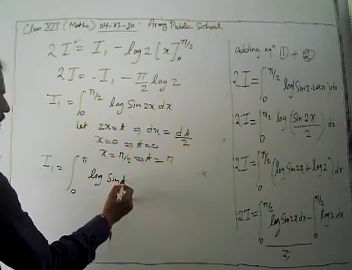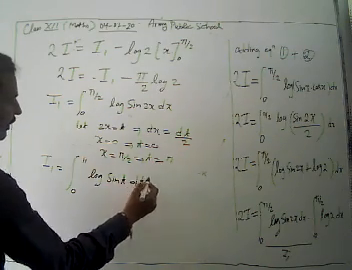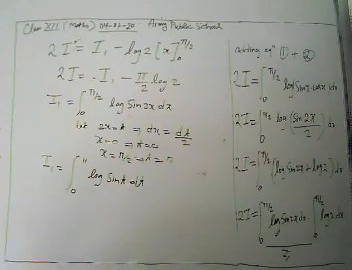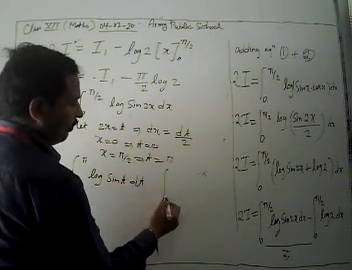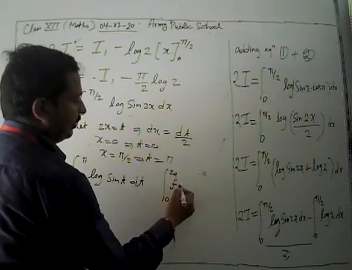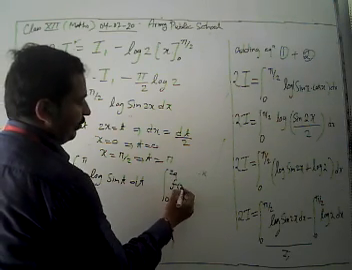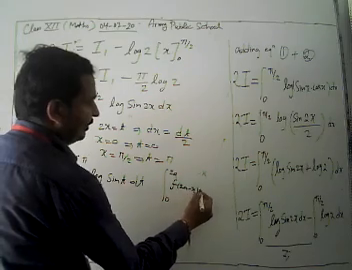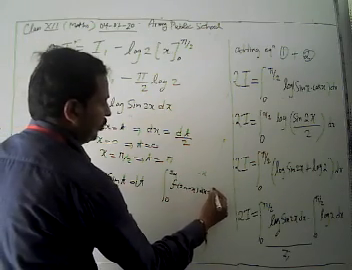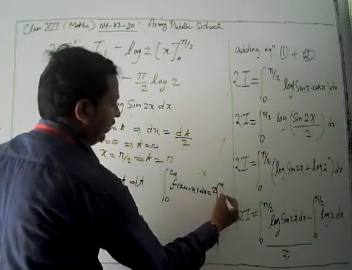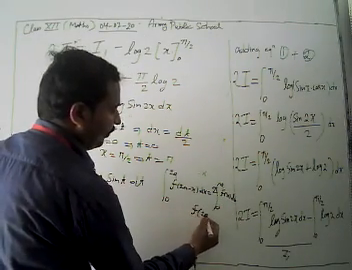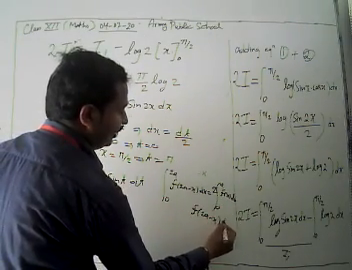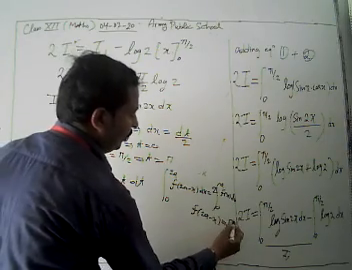log sin t dt. Now listen here. We are going to plug in our property number 7. What is property number 7? Integration over 0 to 2a of f of 2a minus x dx equals 2 times integration over 0 to a of fx dx, when f of 2a minus x is equal to fx.